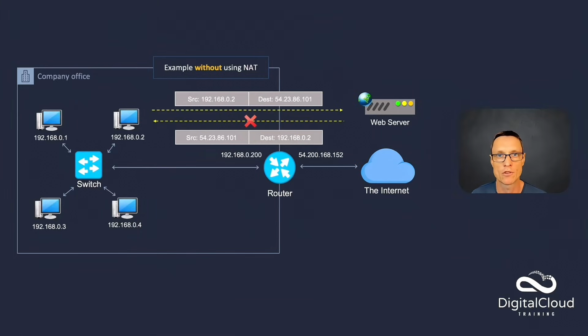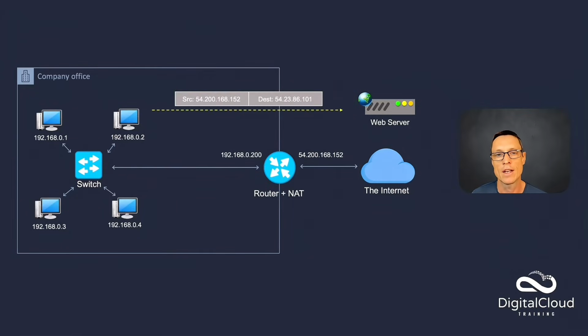So none of the routers on the internet know how to get to that IP address. It's not possible. So that doesn't work. The source IP address cannot be routed to. So the return traffic is going to fail. Now let's say that we're using network address translation. Same computer, this one here, 192.168.0.2 is its IP address.